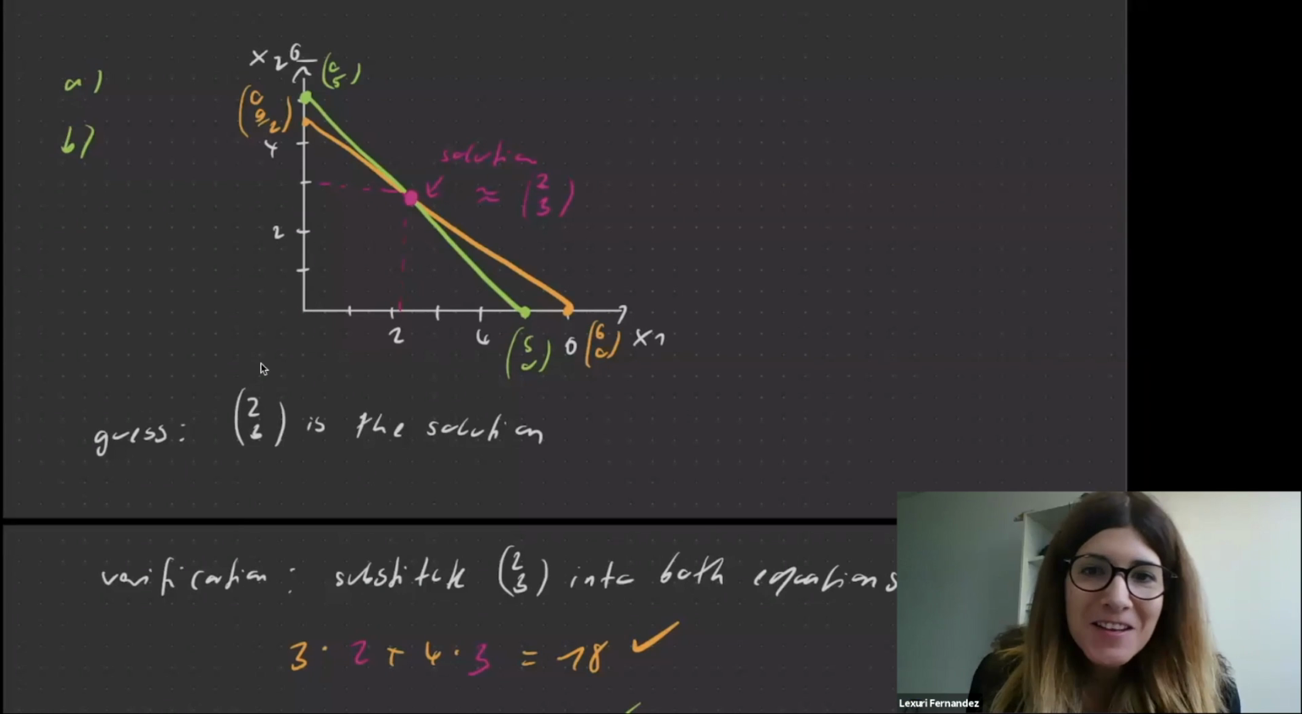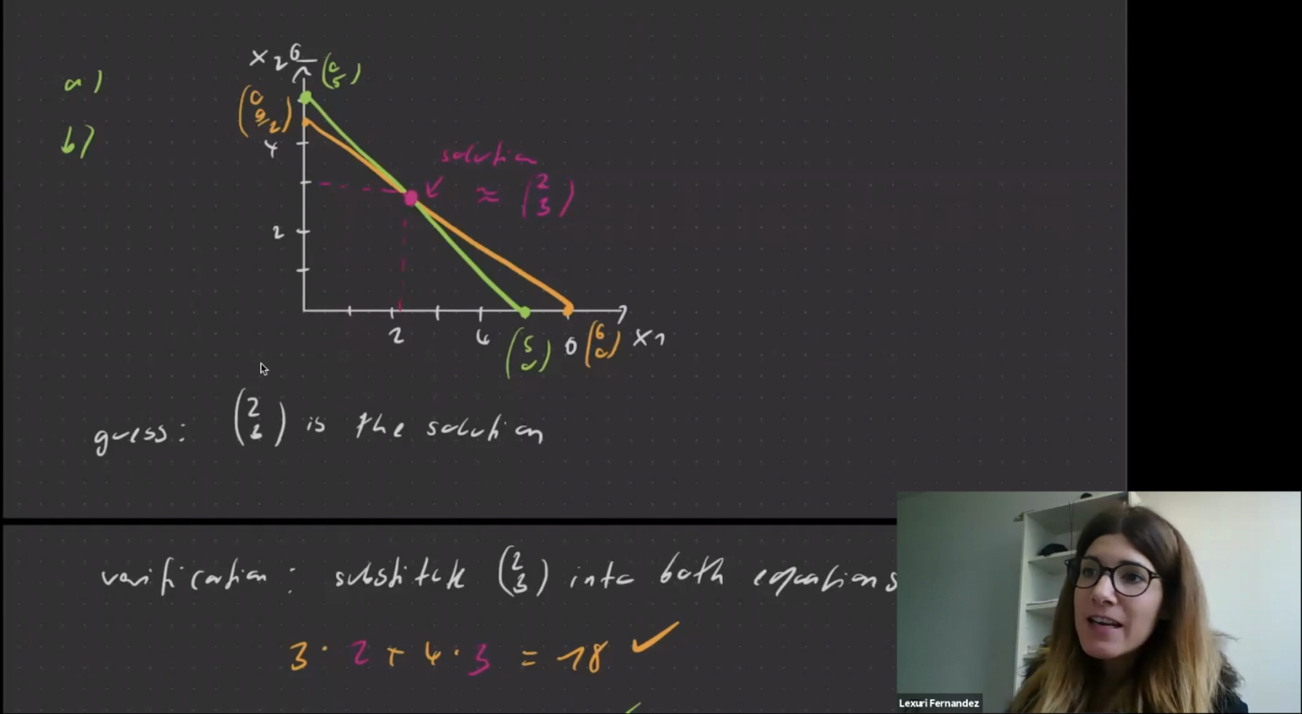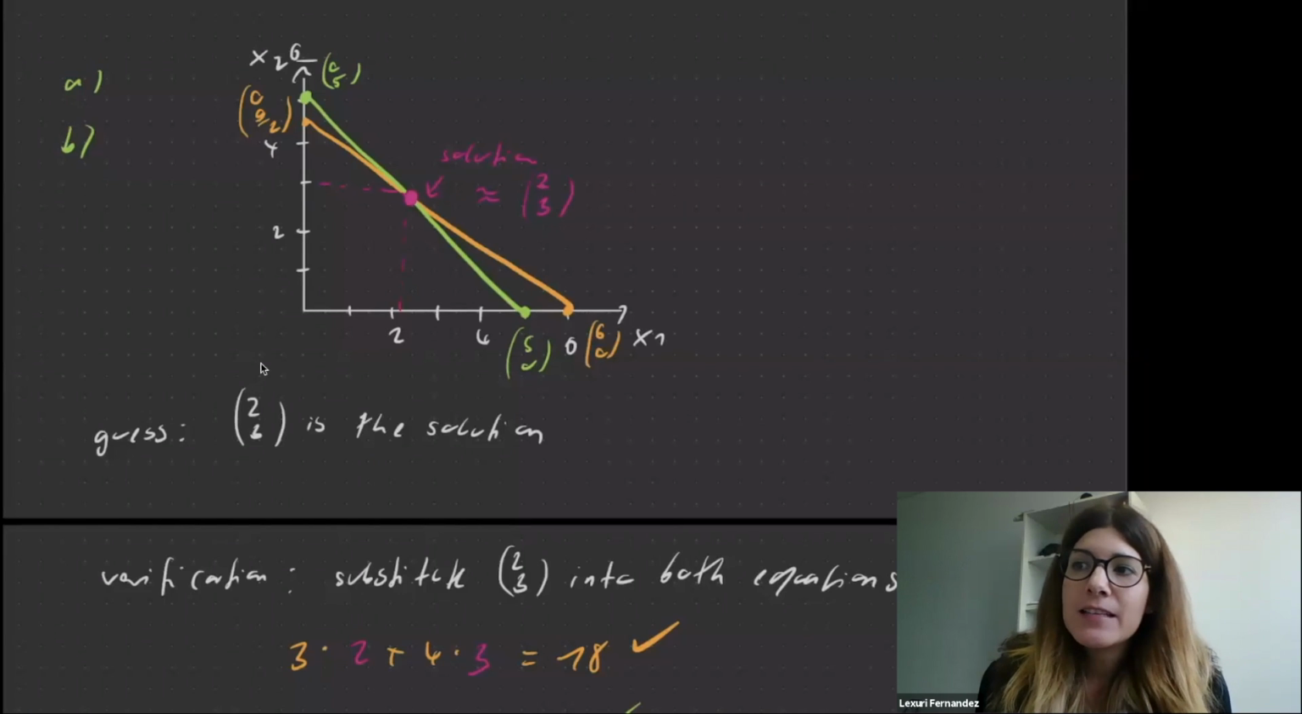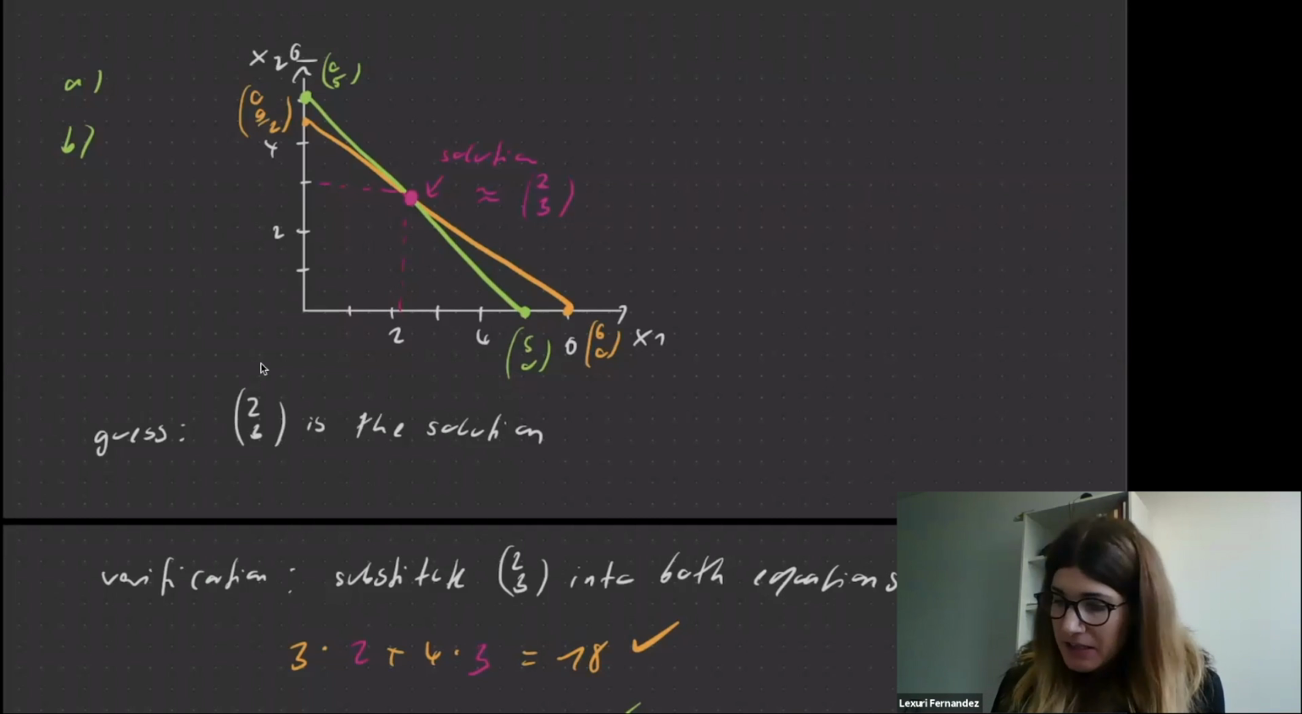Okay, then there is another question that says, what if you label the axis the other way around, meaning that y is equal to x1 and x is equal to x2? Would that still be correct?